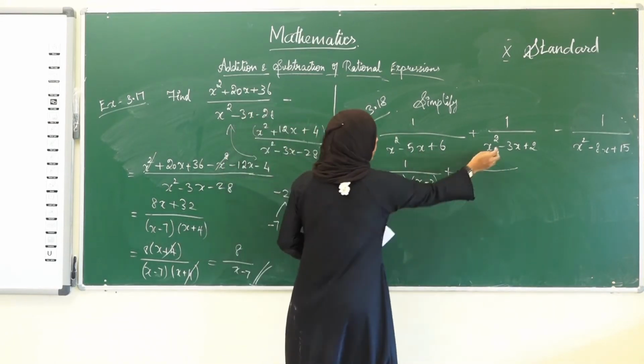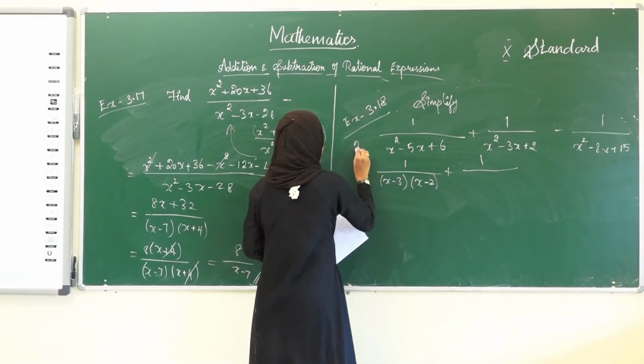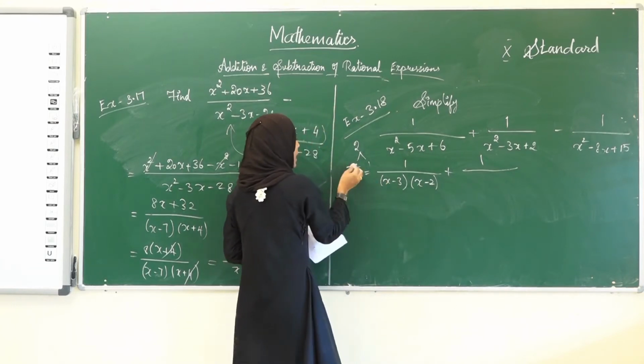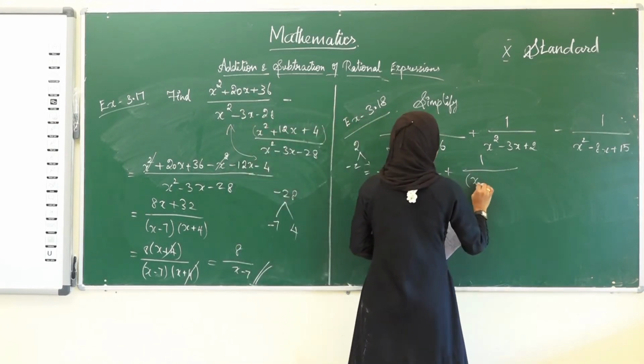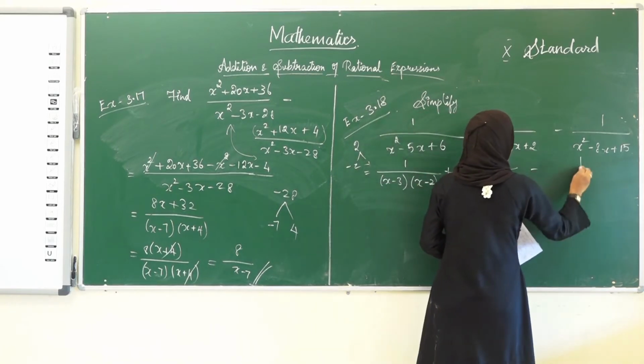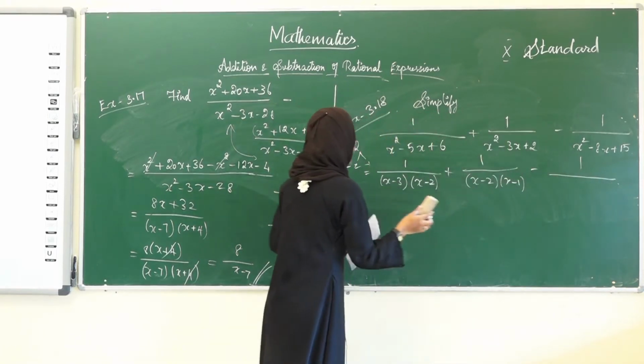Plus 1 divided by, see here, now we have to factorize this. Okay. 2 into 1 is 2. We have to get minus 3 when adding. Therefore, x minus 2 into x minus 1.